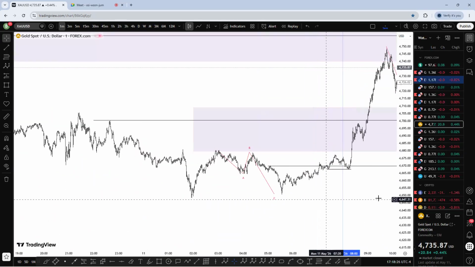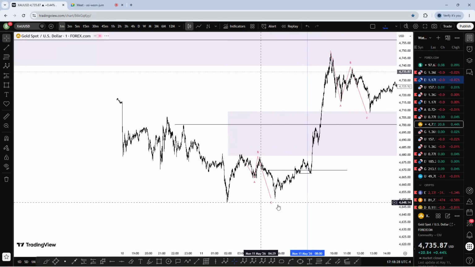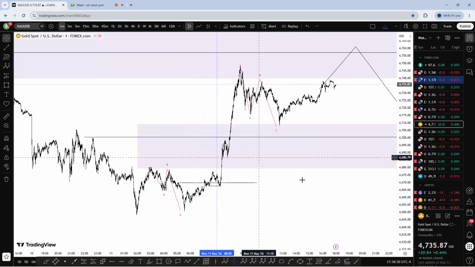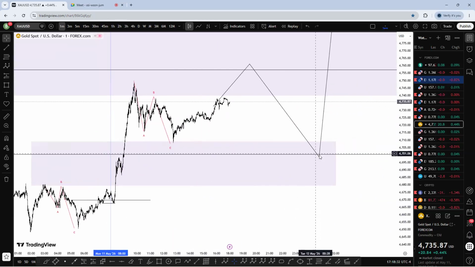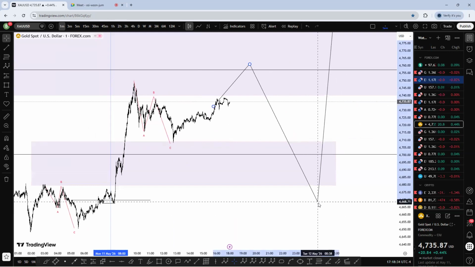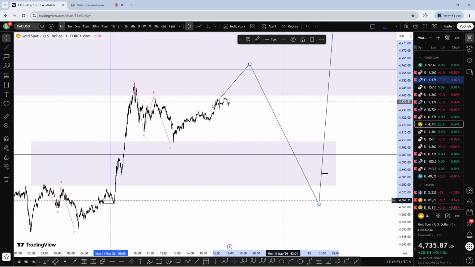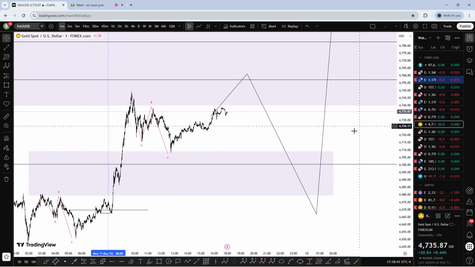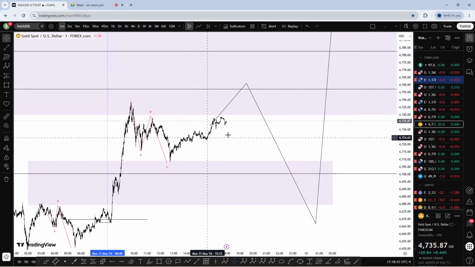However, it remains liquidity. So market may decide to come back. Boom. Grabs this one, this liquidity. And then run away. Okay. So that's it for today.